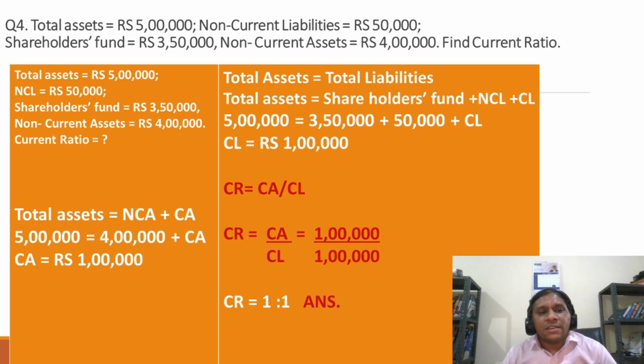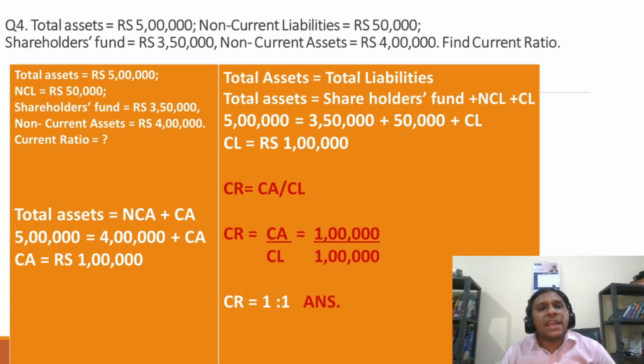Total assets we can compute by applying the formula NCA plus CA. We know in the balance sheet, non-current assets plus current assets is nothing but total assets. So write the values. Total assets 5 lakh, it is given. NCA, that is 4 lakh, given in the question, plus CA. So CA, that is current assets, can be calculated: rupees 1 lakh.